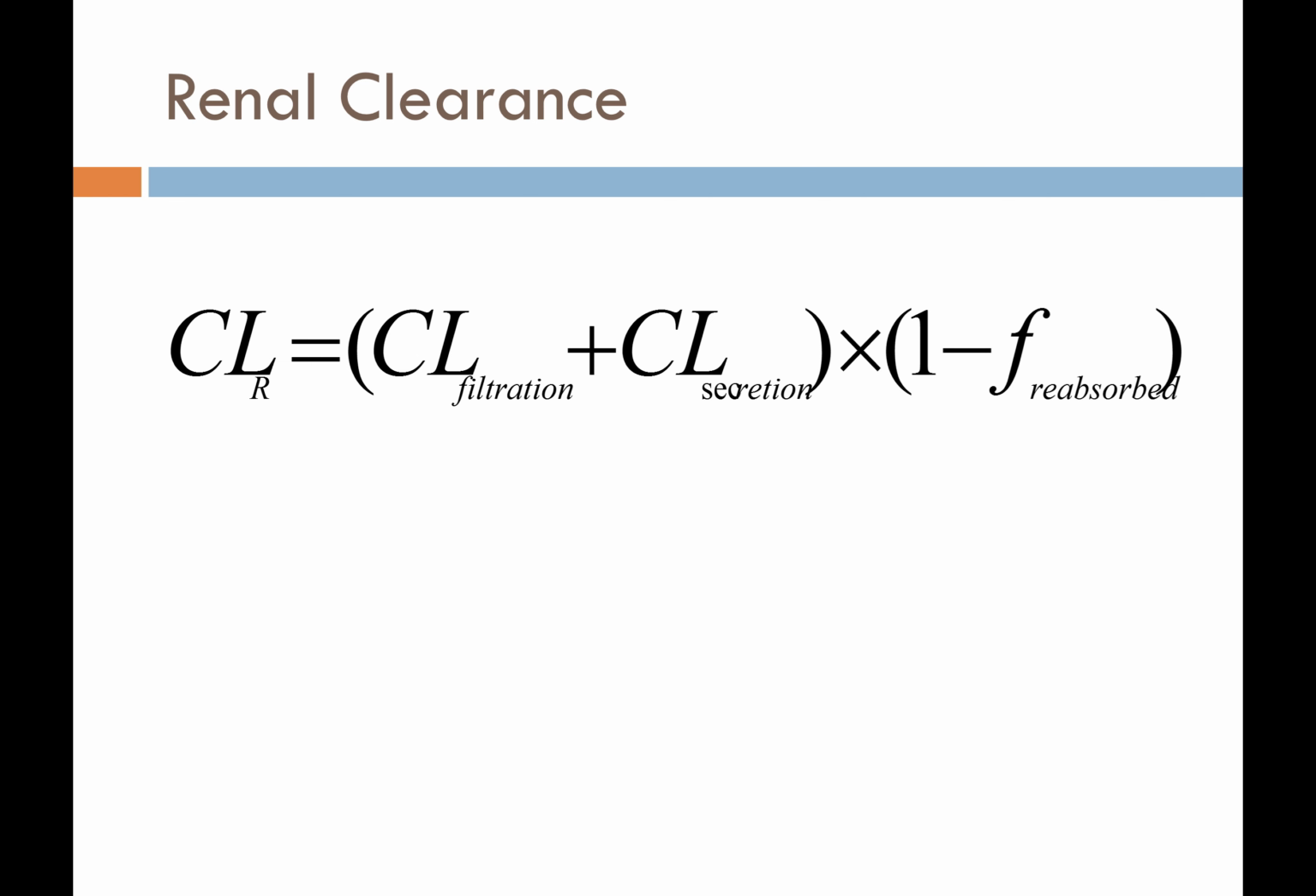So looking at this equation, renal clearance equals the clearance from the GFR plus the clearance of that which was secreted, times 1 minus the fraction that's reabsorbed. That should also make sense just from a math perspective.